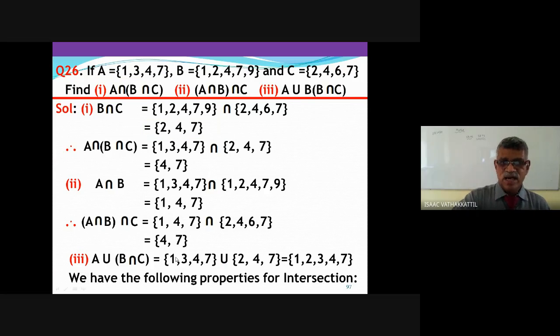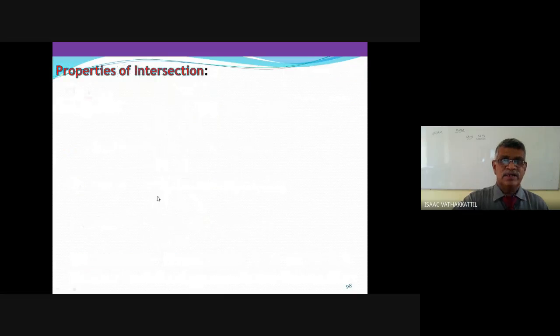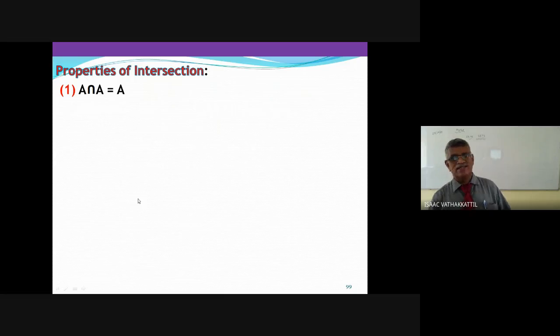Well, let us have some properties which we can easily guess. A intersection A. Common to A and A. What is that?